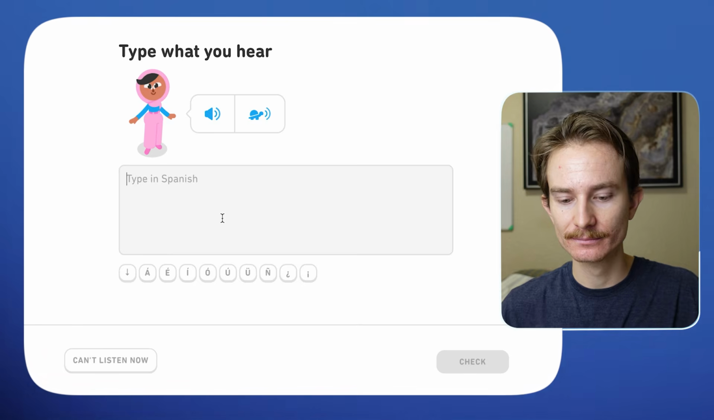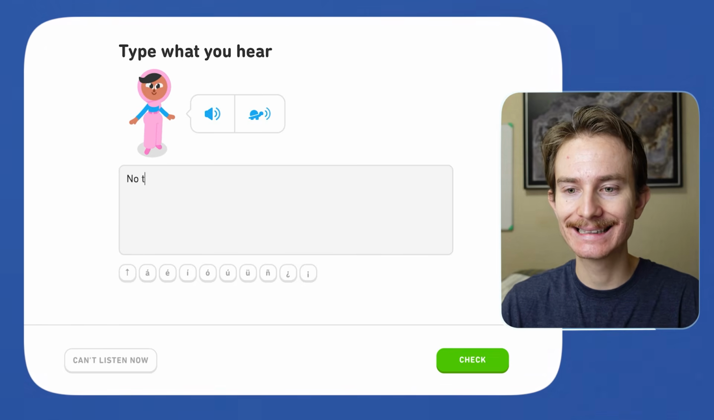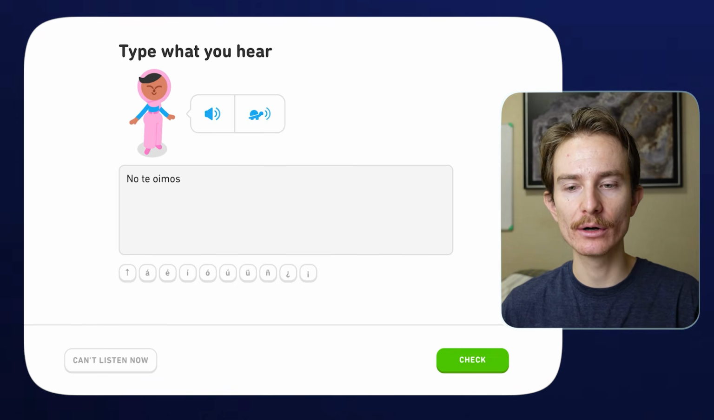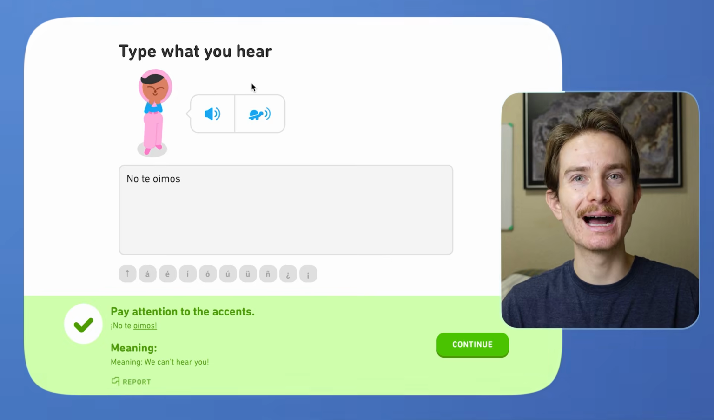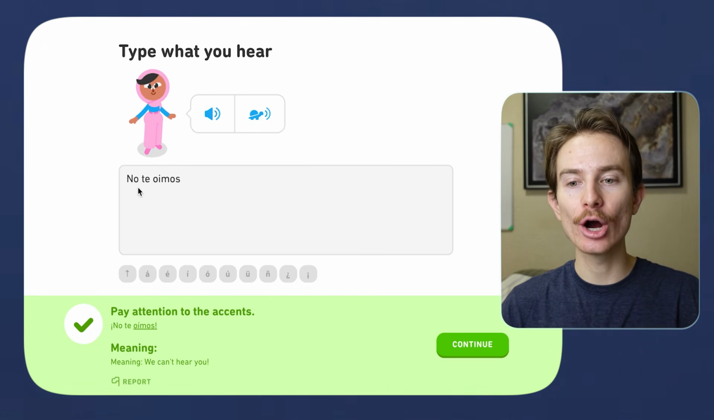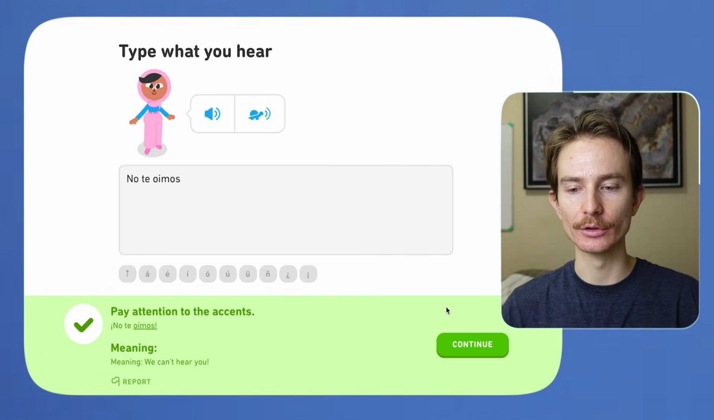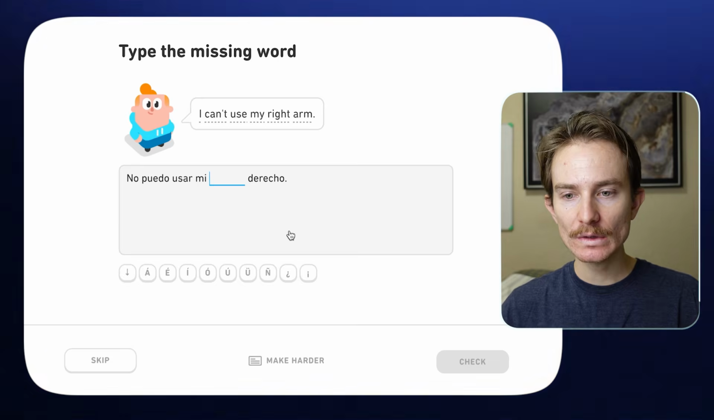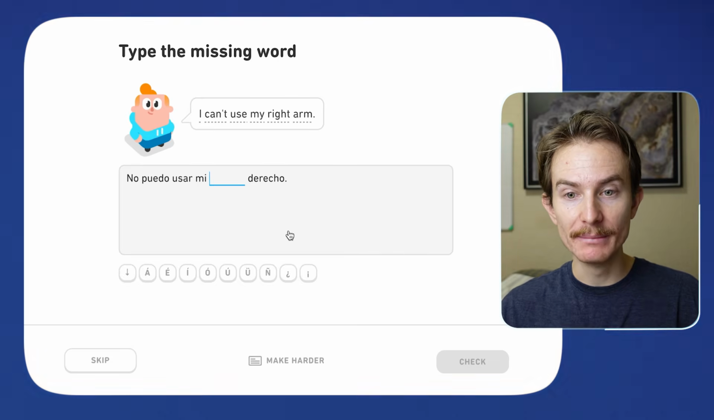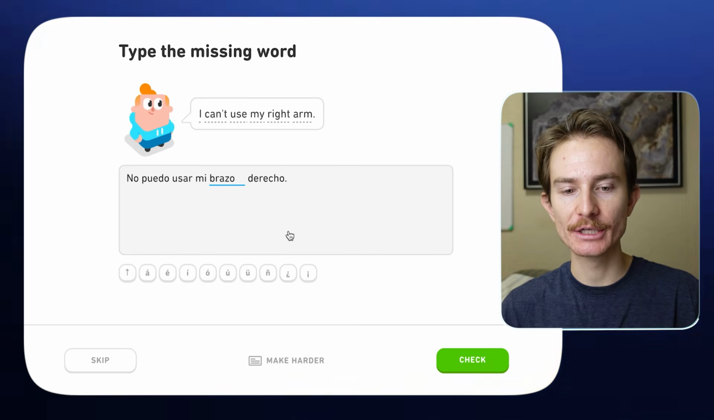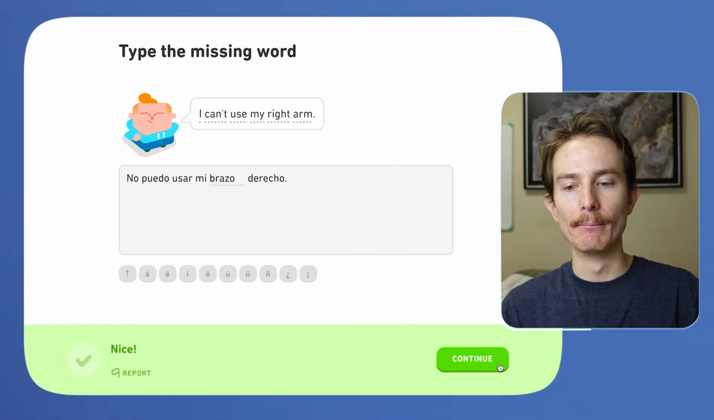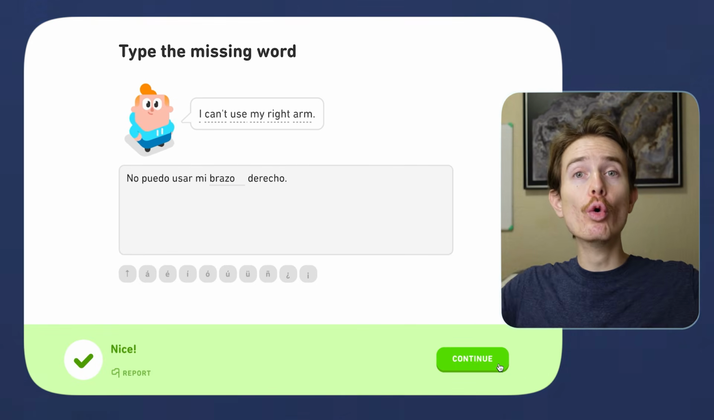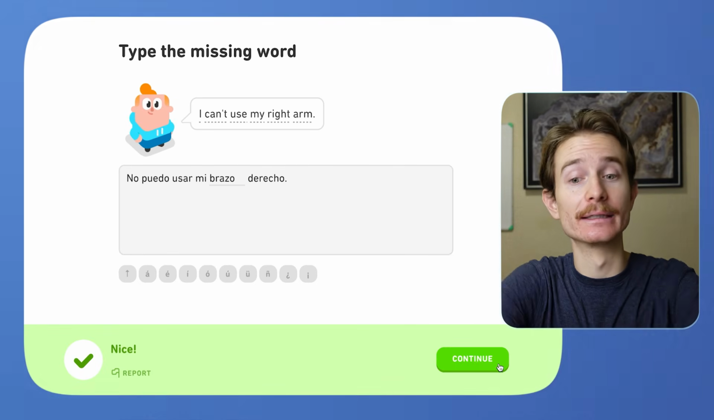No te oímos. All right, we don't hear you. Oh, I forgot my accent there. No te oímos. We don't hear you. Okay. No puedo usar mi brazo derecho. All right. So brazo is arm, and then un abrazo is a hug.